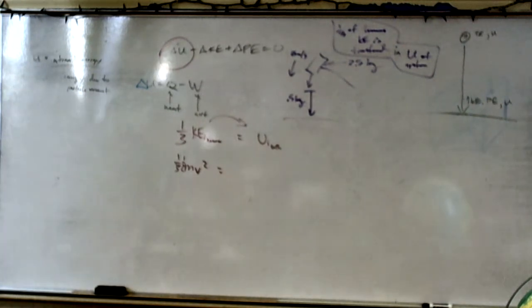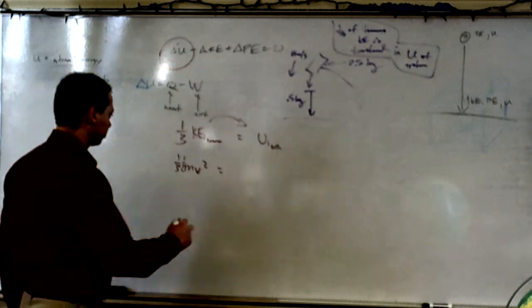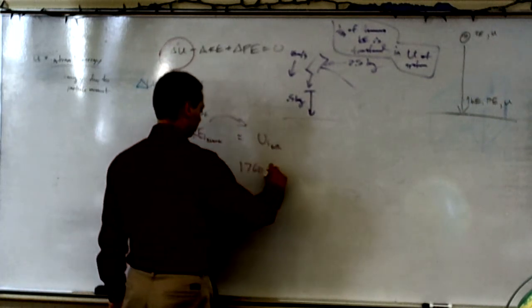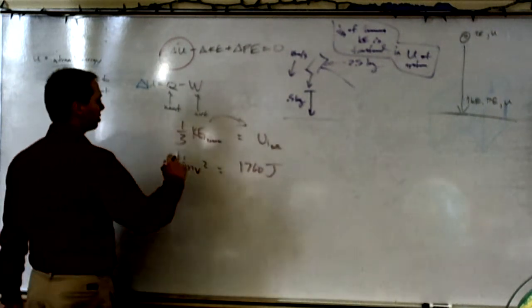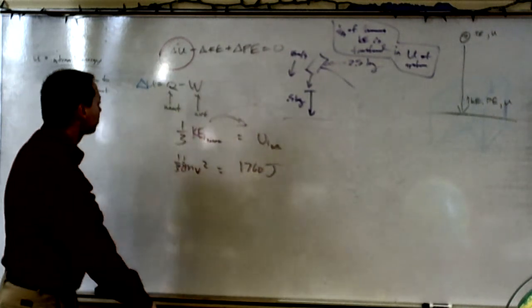So what do you come up with? 1,760. There you go. Joules, we're talking about energy here. So that's the change in U.